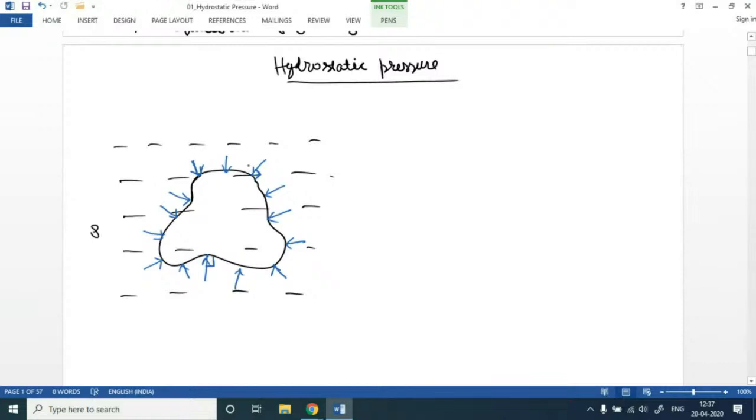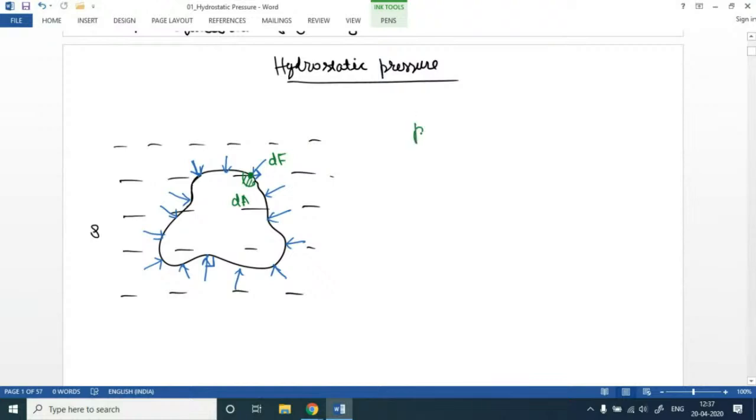So let's say, in order to define the pressure at a point, for example if we want to define the pressure exerted by the liquid at this point, what I must do is take a very small area dA over here, and let's say dF is the perpendicular force.